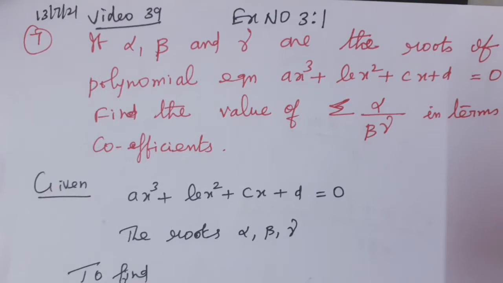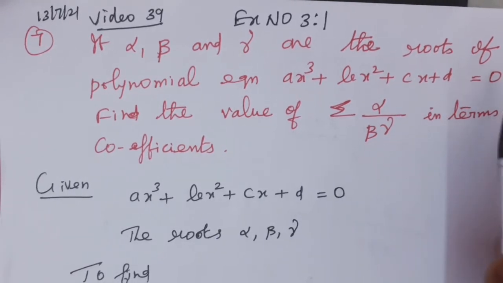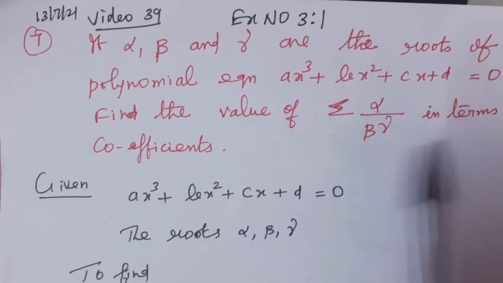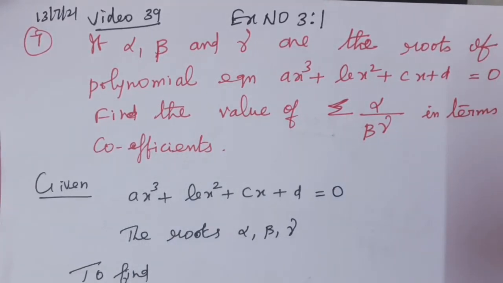Exercise number 3.1, question number 7. What is question number 7? If alpha, beta and gamma are the roots of the polynomial equation ax cube plus bx square plus cx plus d equal to 0, find the value of summation of alpha by beta gamma in terms of the coefficients.